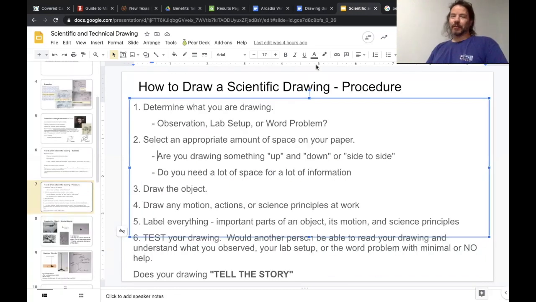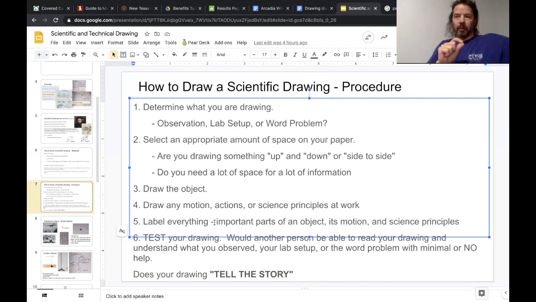How to draw a scientific drawing and procedure. This is like a 30,000-foot view of it. Determine what you're going to draw. Select an appropriate amount of paper. Draw the object. Draw all the motions, actions, science principles at work. Label everything that you need to, and then test your drawing. The most important step is, does your drawing tell the story? Does it communicate what you want it to communicate? Okay, so that was a brief overview.